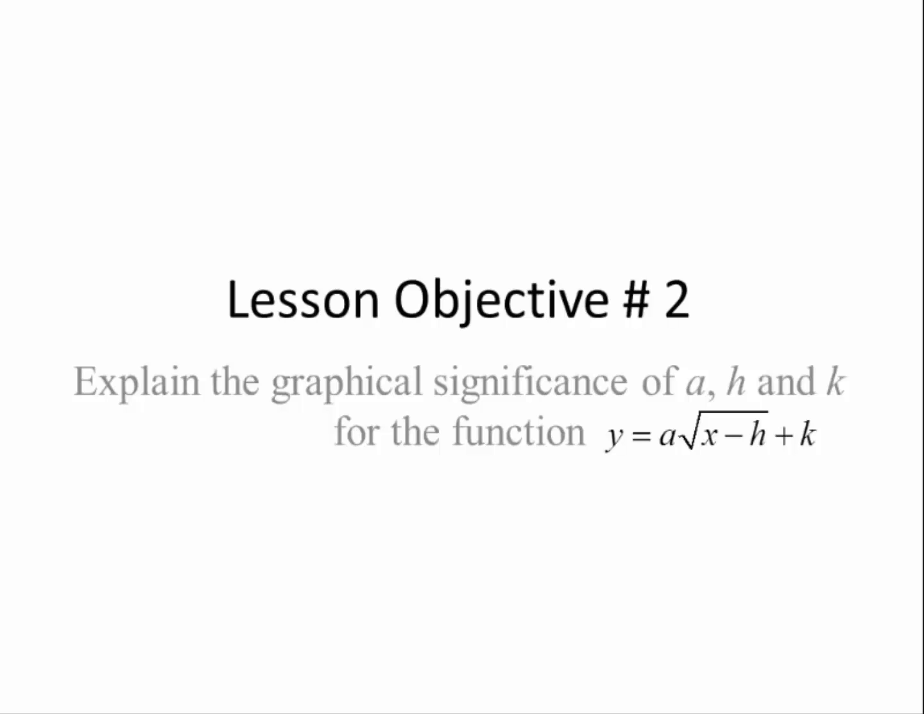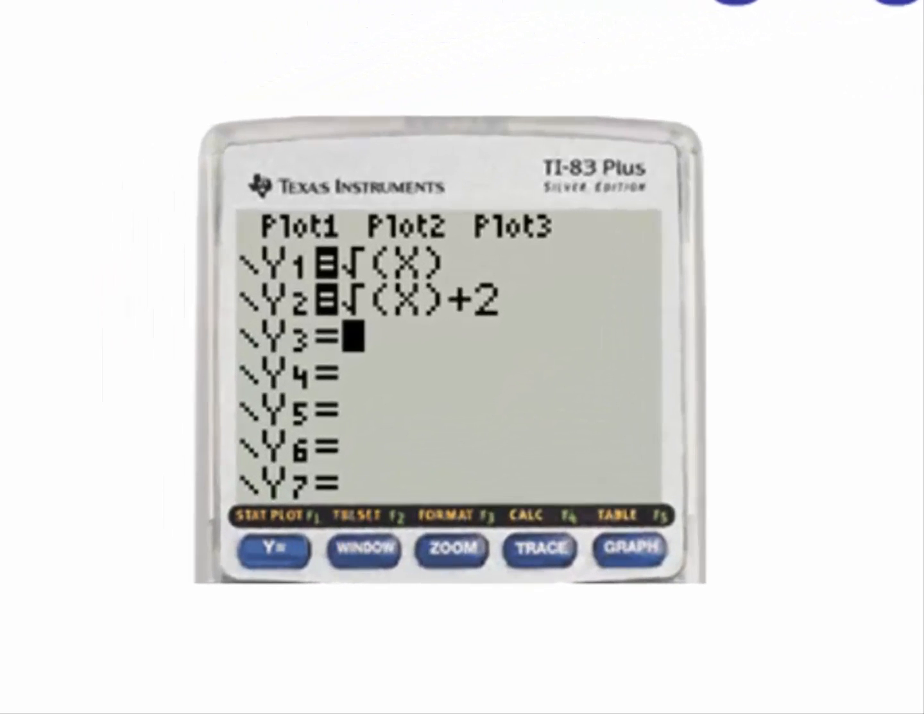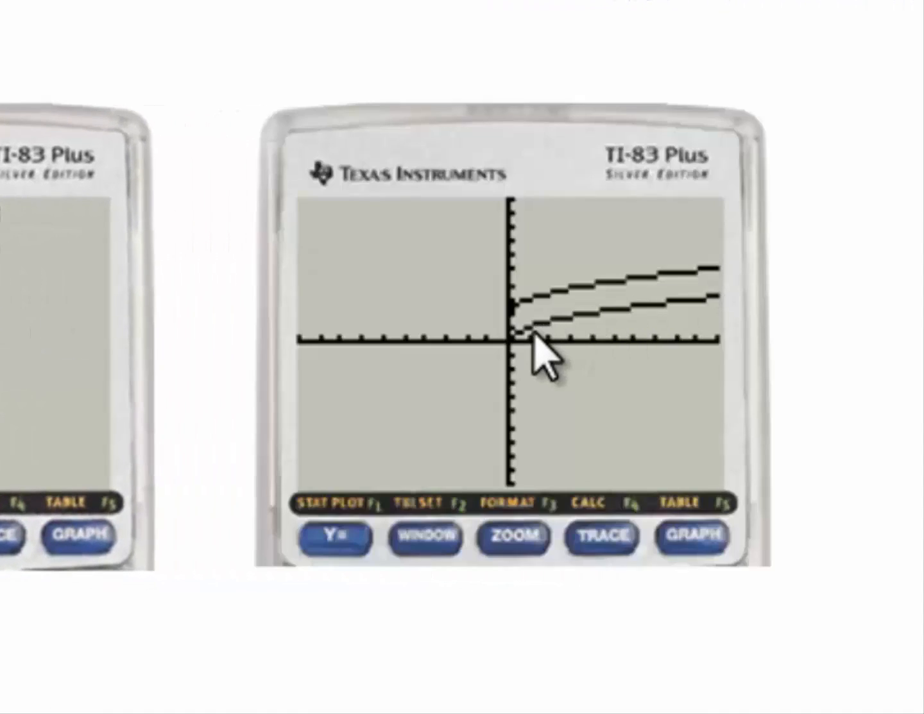Lesson objective. Changing the value of k. Using the graphing calculator, if I graph the parent function square root of x and then the square root of x plus 2, and notice that the 2 is not inside the square root. Here we have our parent function. Here we have our new function.